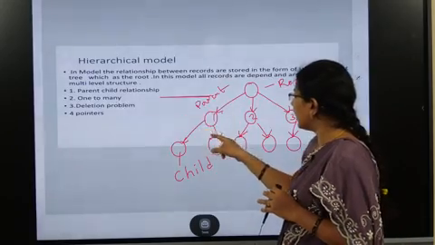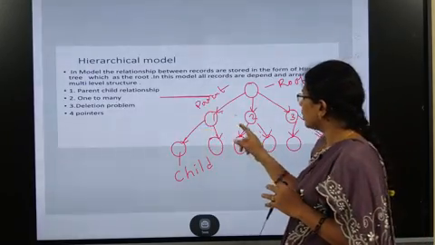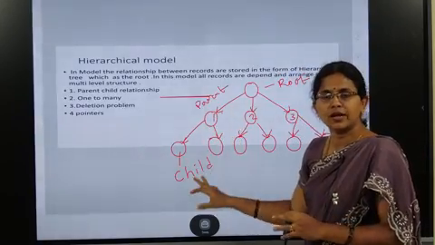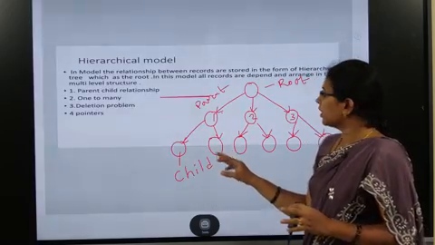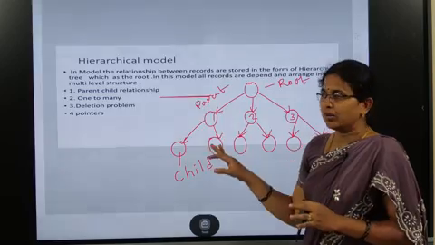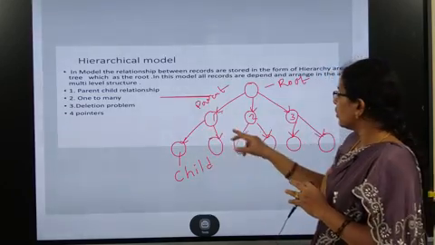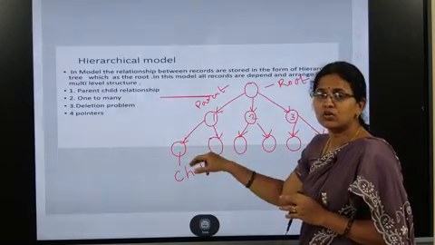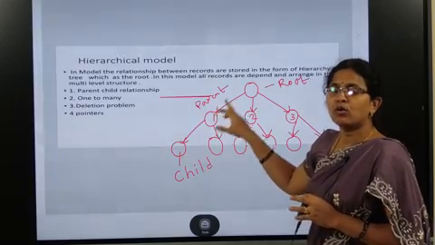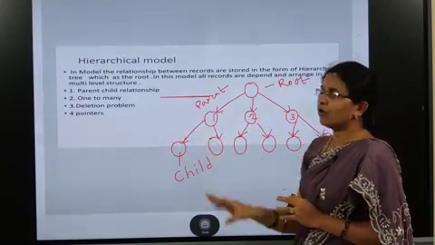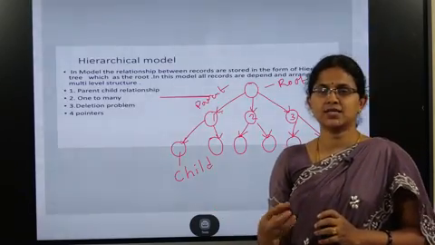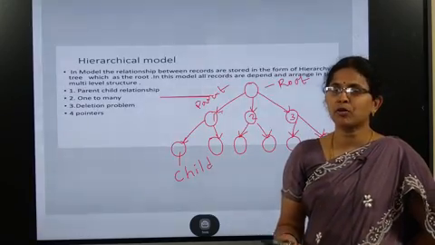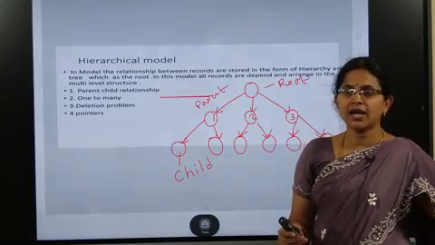Here you cannot delete a parent, because if a parent node doesn't exist, the child nodes also don't exist. So you cannot delete any parent node here. And the fourth one, pointer. The first parent specifies only the children associated with the parent node 1. So these are the four basic concepts that you have to understand in the hierarchical model: parent-child relationship, one-to-many relationship, deletion problem, and pointers.